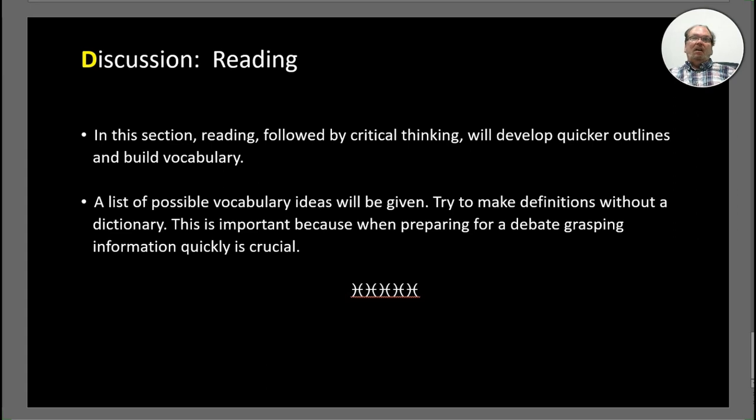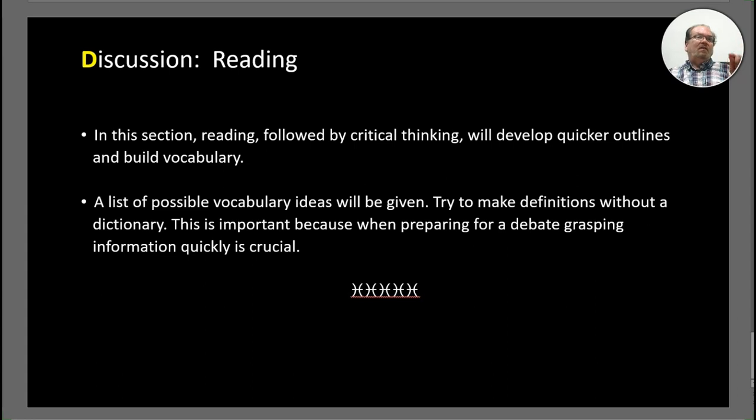Highlight them. Write them. Add to your vocabulary. But don't do it from the dictionary. Just do it from the story and your thinking. Make definitions without it. That's important because when you are doing a debate, you find new information, a new word, you don't know what it is, you have to quickly think, what is it, and write it down.